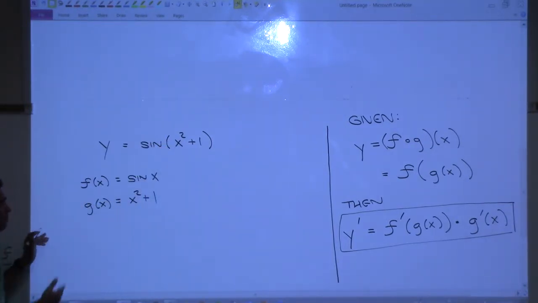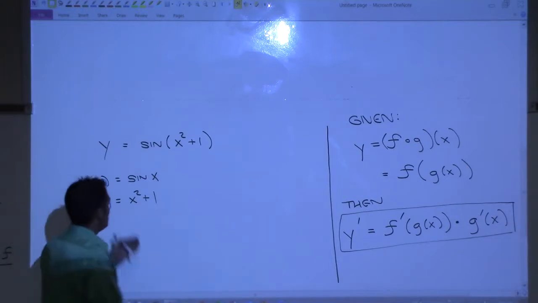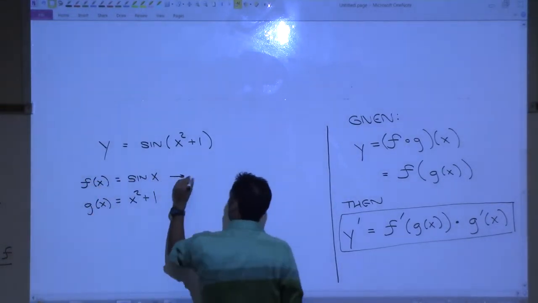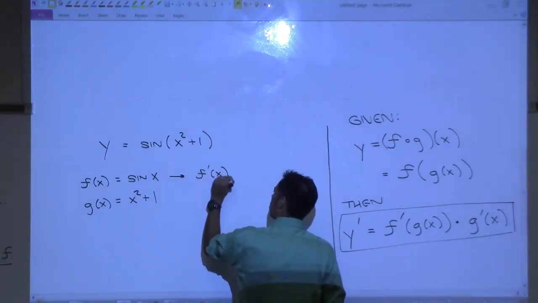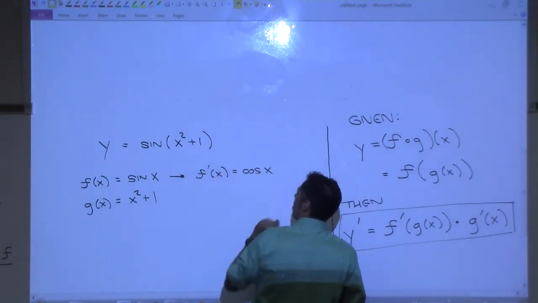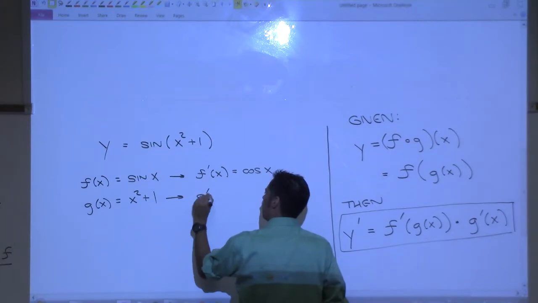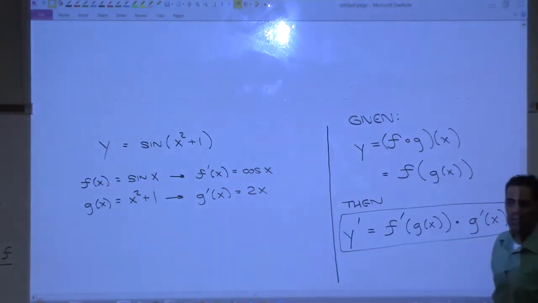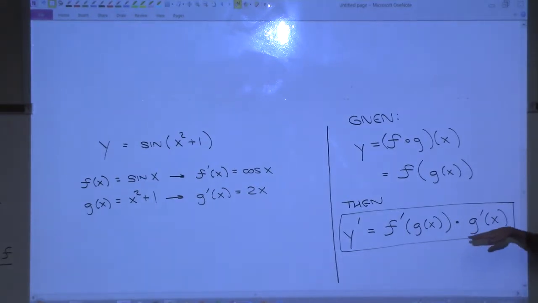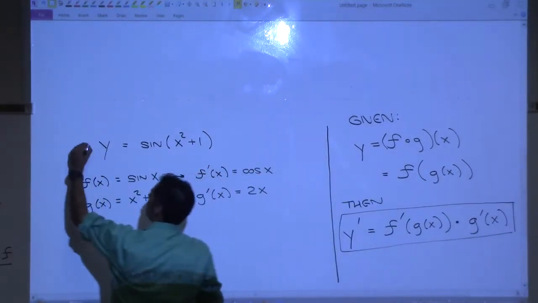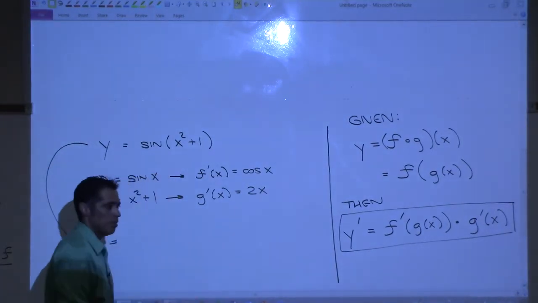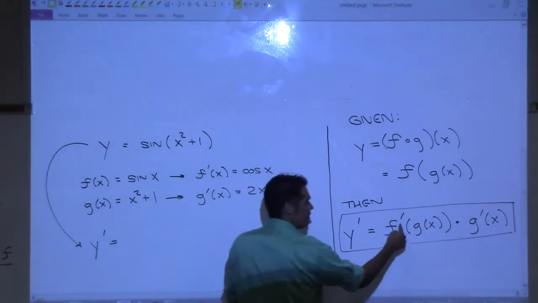Now if we do that, we can take the derivatives of each of these, can't we? So what would the derivative of this be, just by itself? What's the derivative of that function? Cosine x. Okay, what would the derivative of this function be? 2x, and that's it, right? Okay, now according to the chain rule, the derivative of this function up here should be equal to the derivative of f, which is what?